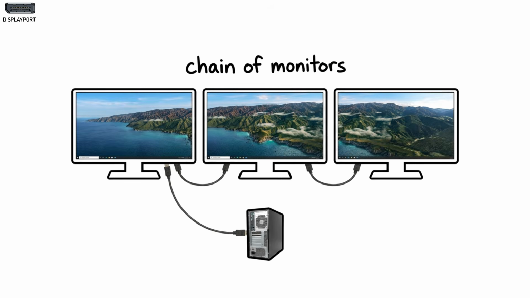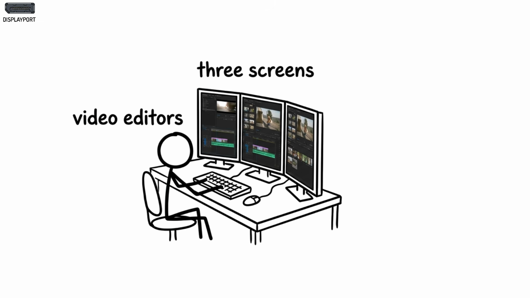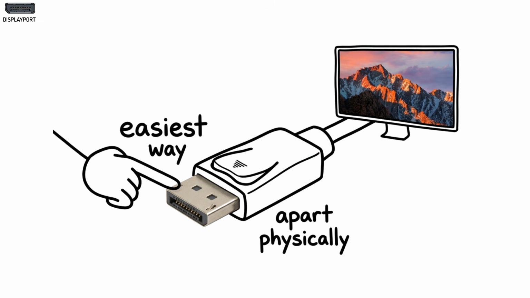A chain of monitors, all fed by a single output on your PC. For video editors running 3 screens, or programmers with a wall of code windows, that's a huge deal. The connector looks similar to HDMI, but has one corner cut at an angle. That's the easiest way to tell them apart physically.